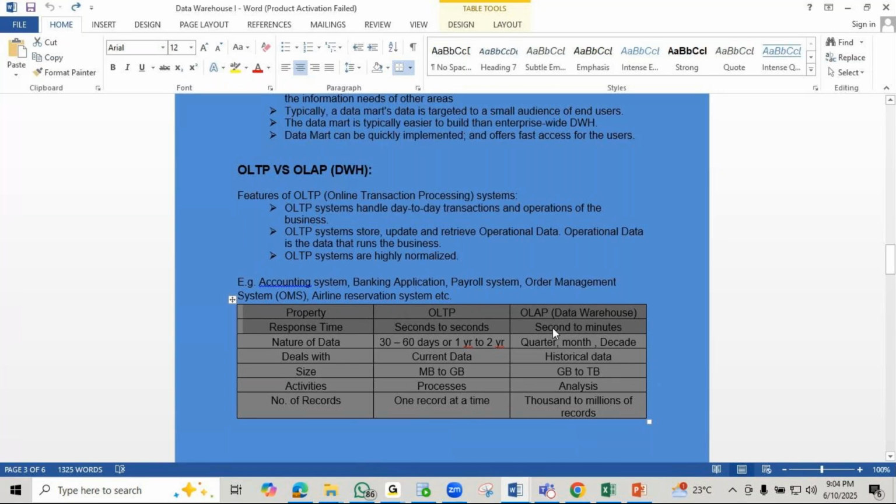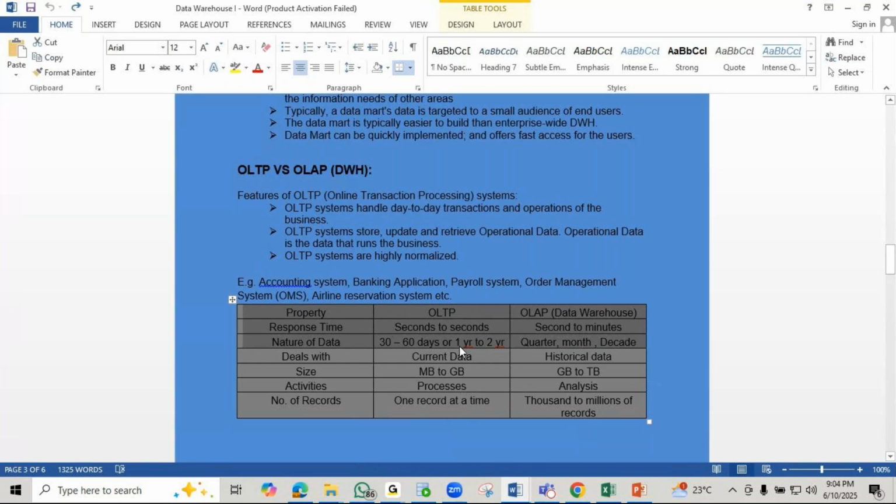And in OLAP, the data size will be very high. Now the next point is the nature of data. OLTP can maintain 30 days to 60 days or 1 year to 2 years of data, and OLAP can hold quarter, month and decade data.